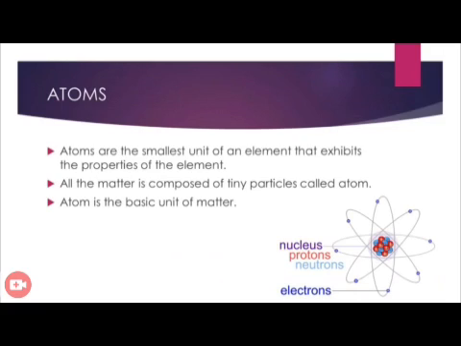Inside the nucleus there are two particles present, protons and neutrons. Outside, the electrons revolve around the orbit. So there are three fundamental particles found in an atom. So atom is the very smallest unit of an element.